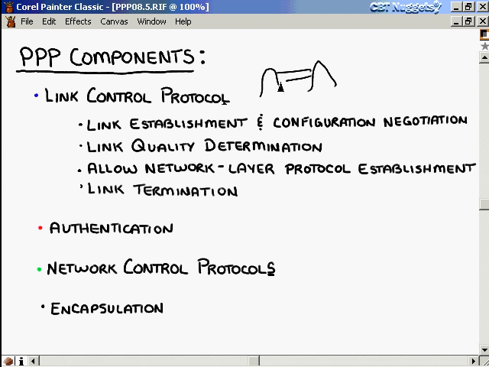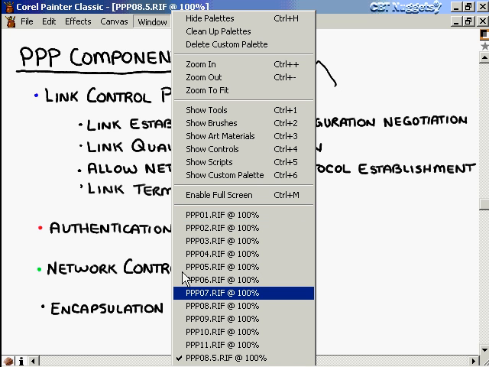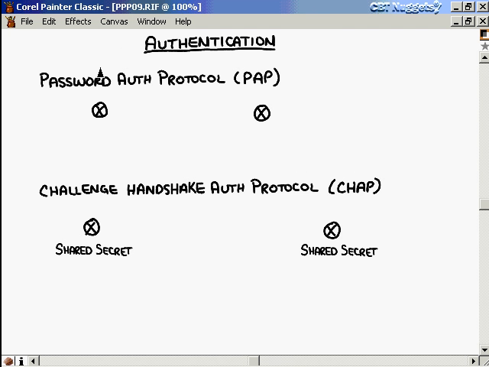So the next PPP component to be covered is authentication. Remember that as far as components go, authentication is optional. But if you do choose to use it, you have 2 choices. The first of which is called Password Authentication Protocol. In short, it's PAP. And the other choice is Challenge Handshake Authentication Protocol, which is short for CHAP. All right, let's explain how they go. Keep an understanding that CHAP is more complex than PAP is.